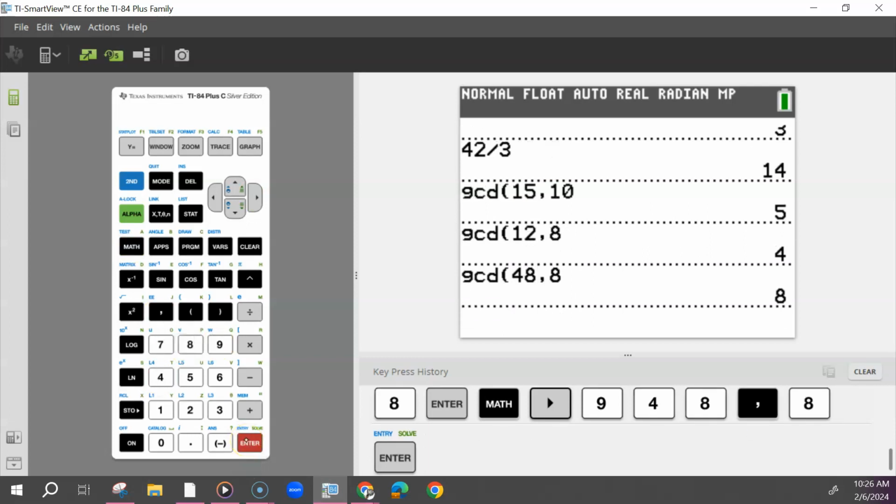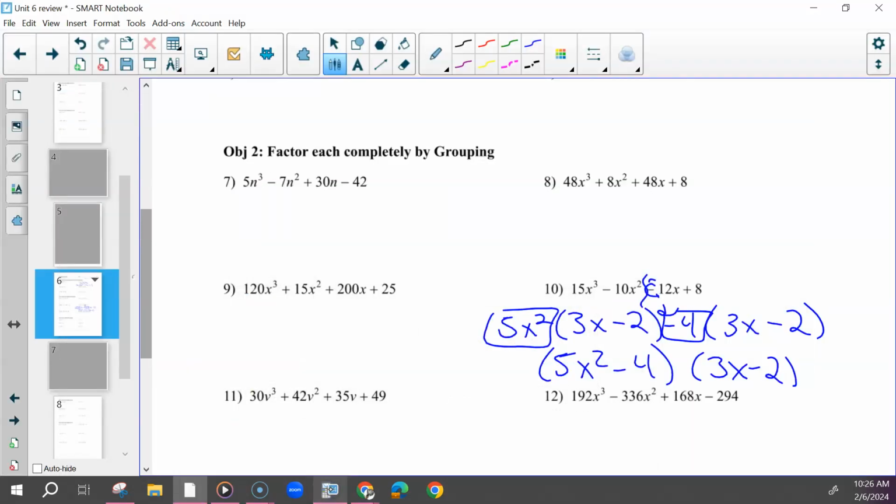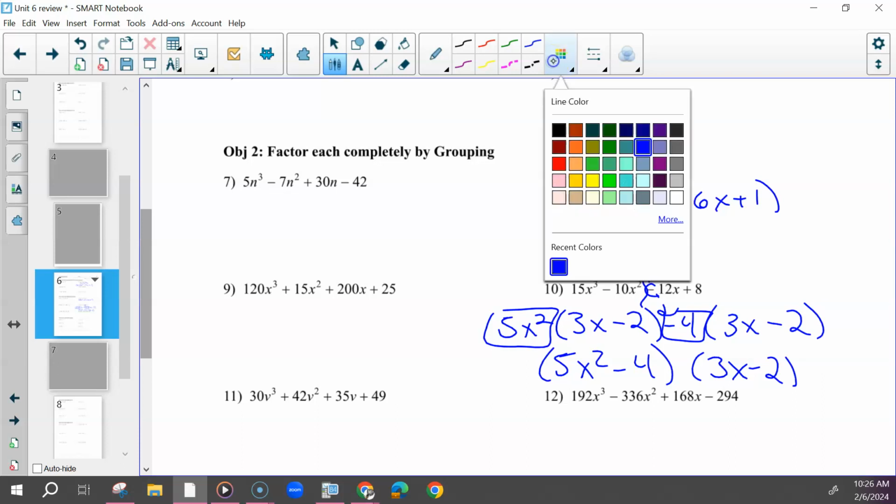So that means I could divide 8 from everything. So it means everything has a GCF of 8, so I'm going to take care of that first, get rid of that from everything, so that we have 6x cubed plus x squared plus 6x plus 1. 6 and 1 don't have anything in common. But now I'm going to go on to the next step, do this, split the middle.